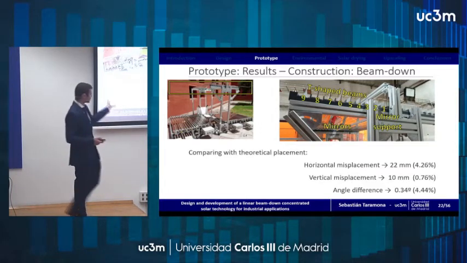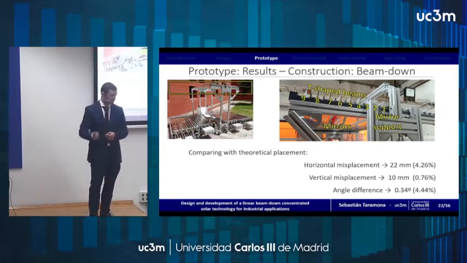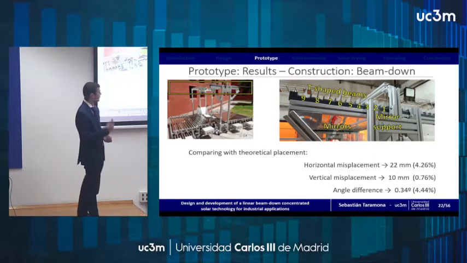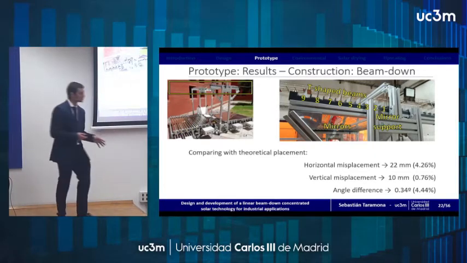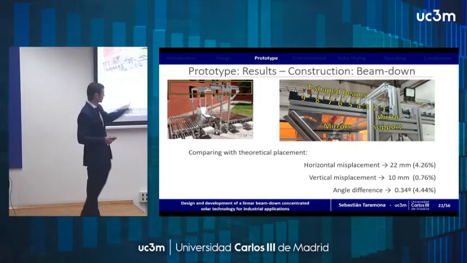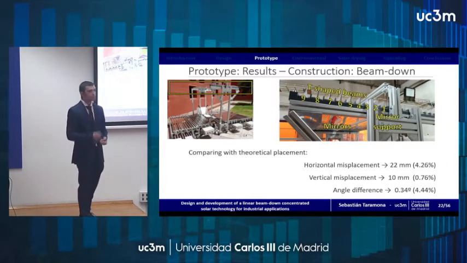The errors in this case: the horizontal misplacement is a little bit wider, 22 millimeters, and the vertical misplacement against the beam down position that we wanted in this case is 10 millimeters. The maximum angle difference between the design one and the worst one is 0.34 degrees.